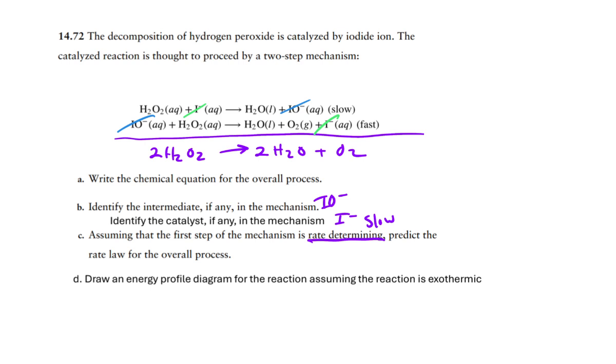All right, so if we assume that we have a slow first step, we can write our rate law fairly easily. Rate equals K times the concentration of H2O2 times the concentration of I minus. Because it's a reaction mechanism, we know this is an elementary step. And because of that, we can write the rate law from the reactants. Since the first step is slow, all we need to worry about are the reactants in the first step.